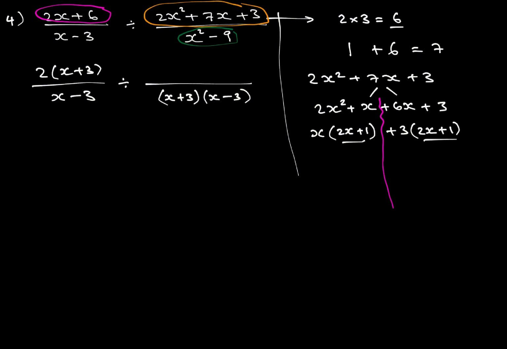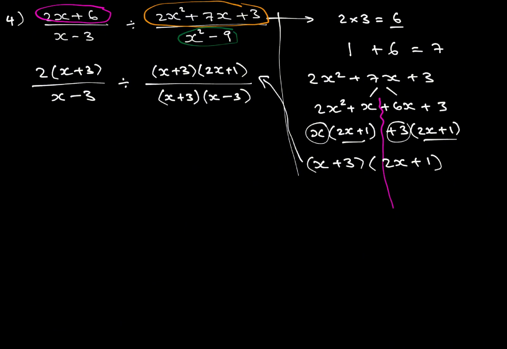Okay, now I'm going to combine my coefficients of the bracket. So I've got x plus 3. That's going to form one bracket. And now my repeated bracket is going to form the second bracket. So I've got x plus 3, 2x plus 1. Remember, this is my numerator, so I'm just going to bring it back up here now. So I've got x plus 3, and I've got 2x plus 1.